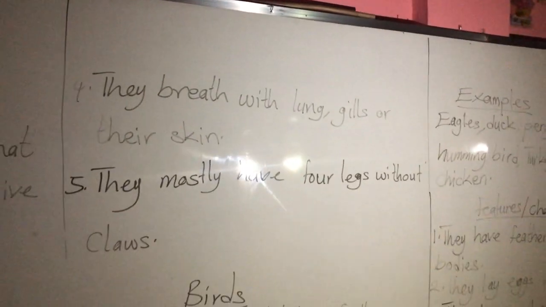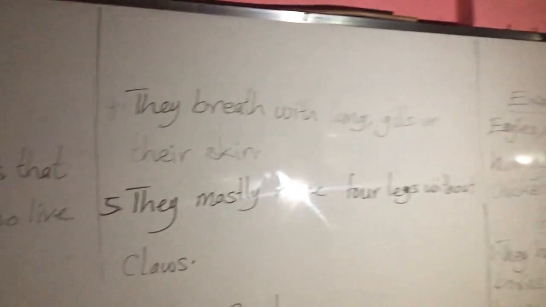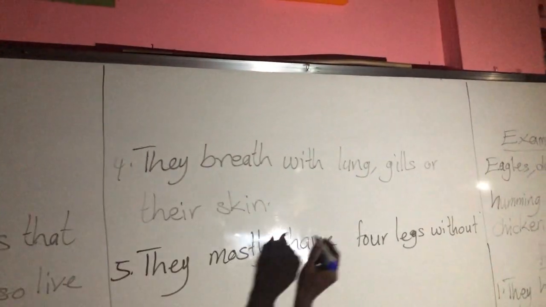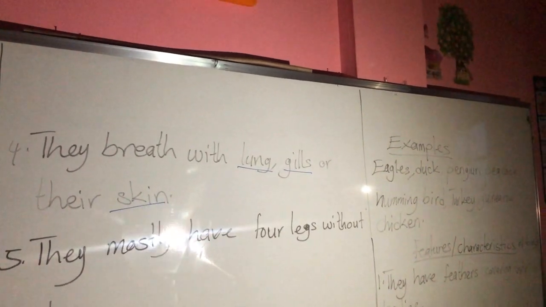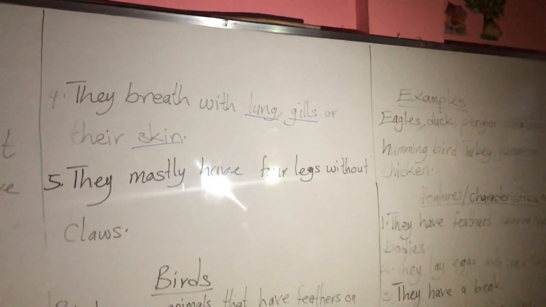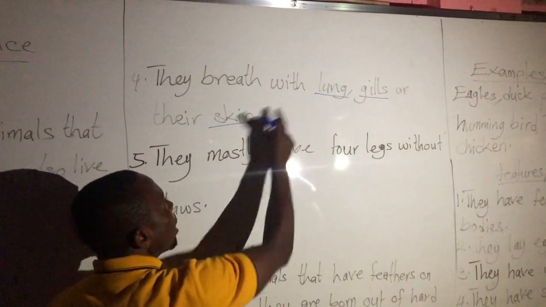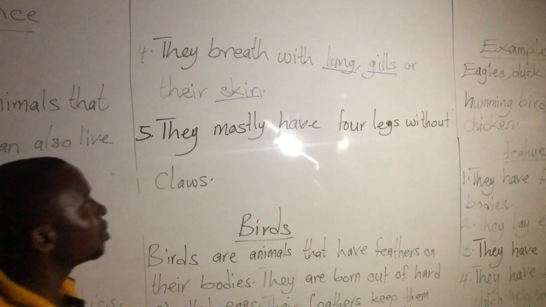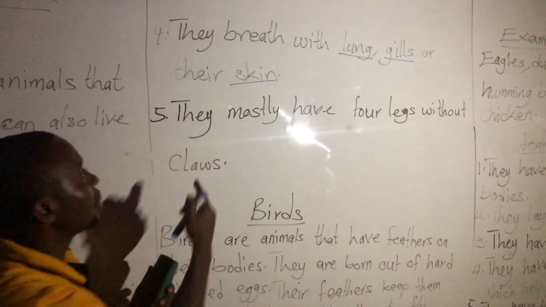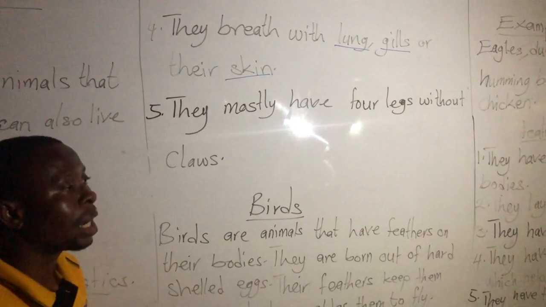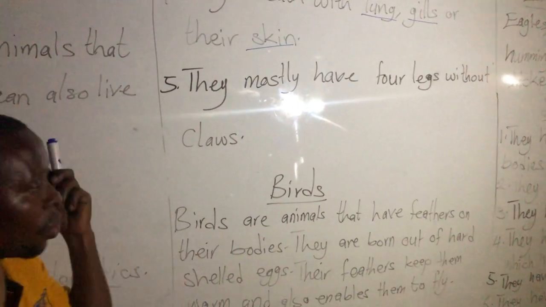Now let's look at the next one. They breathe with lungs, gills, or their skin. This is the main thing that helps them live either in water or on land. When they are on land, they breathe with their lungs and skin. But when they are in the water, they breathe with their gills. They use their gills for breathing.